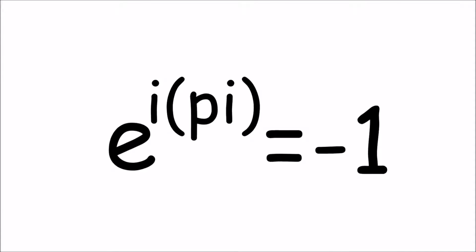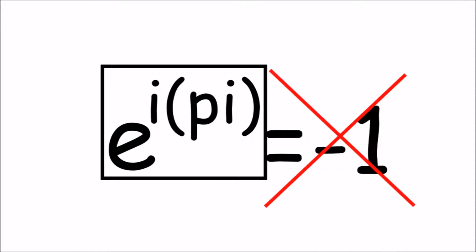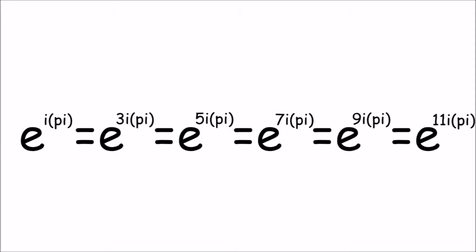So, e to the i pi equals -1. I'm going to try to explain what this weird equation even means. Well, first of all, let me try to explain what the e to the i pi even means, even though e to the 3i pi, e to the 5i pi, e to the 7i pi, and so on all have the same answer.